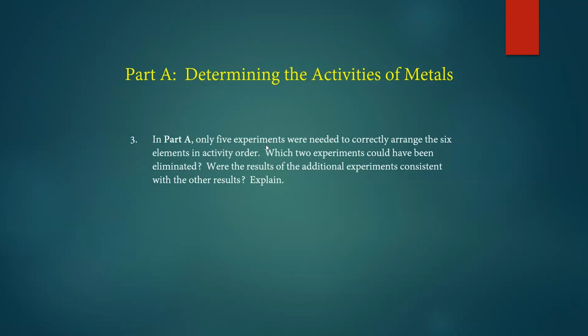They weren't wrong, they simply confirmed what we had figured out from the previous 5 reactions. So they're just confirmatory. So your job in question 3 is to figure out which of the 5 were absolutely necessary to do your reactions and which of the 2 were simply extra reactions that we used to confirm things.